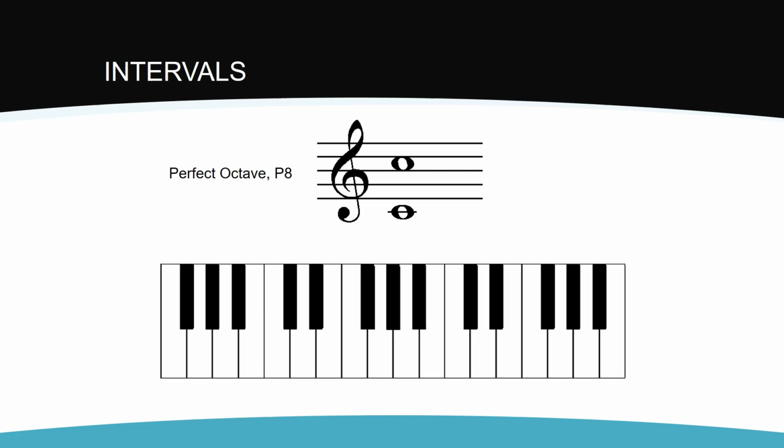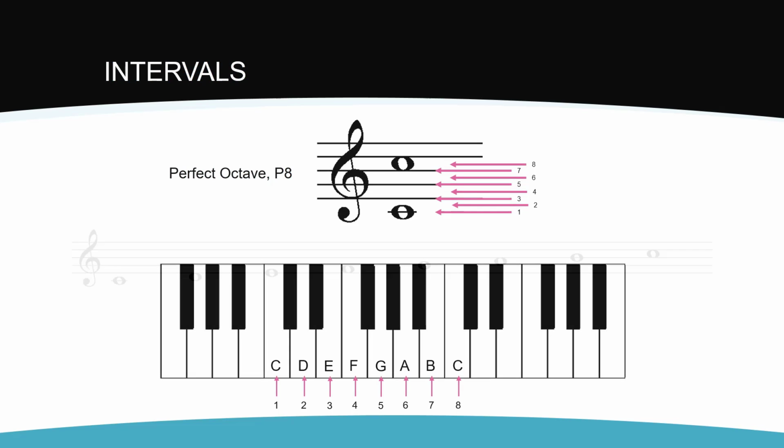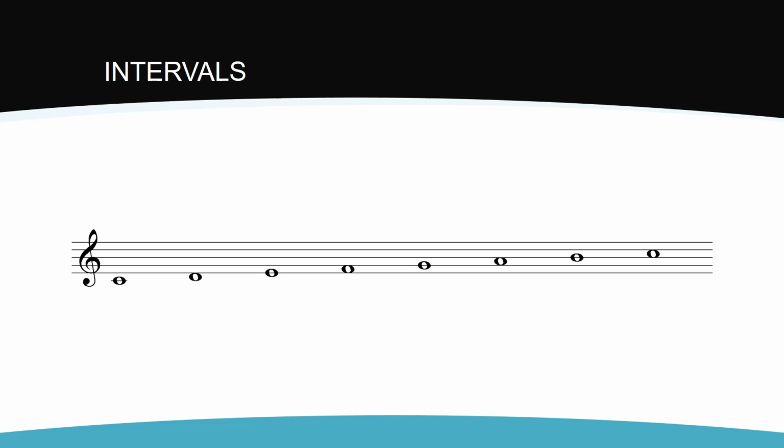In terms of interval identification, the octave is called a perfect eighth, or P8 for short. There are 8 pitches contained in the interval, and the quality is perfect. If we look at a major scale, there is a naturally occurring perfect octave between the tonic at the bottom of the scale and the tonic at the top of the scale. They are both scale degree 1, or Do. They are just 1 octave apart.